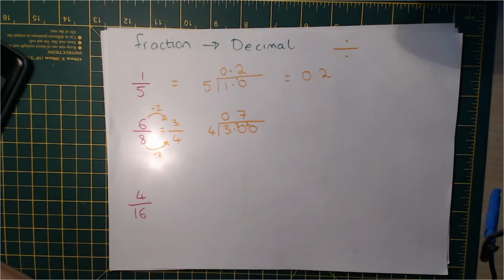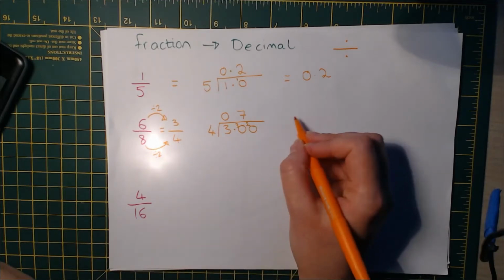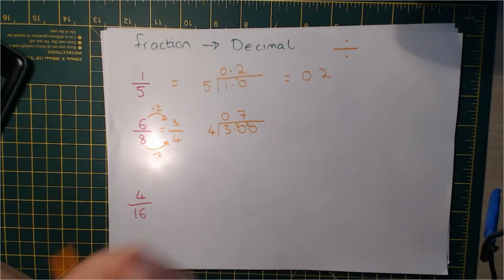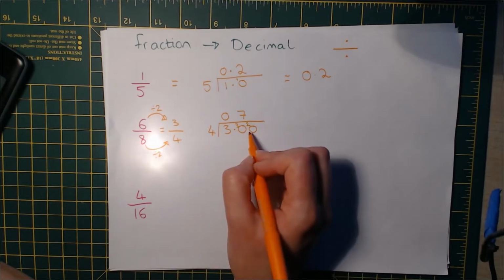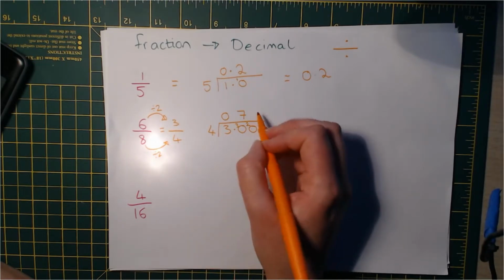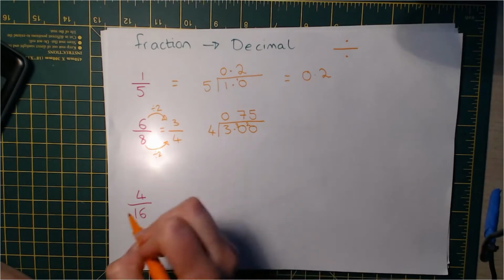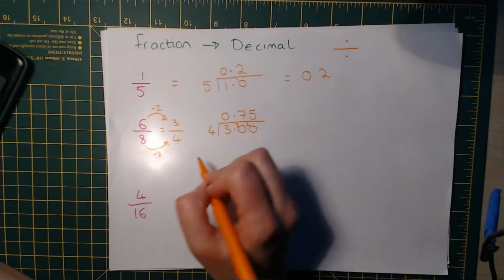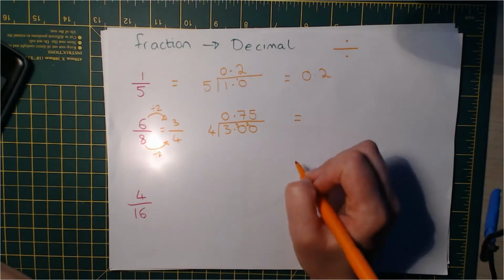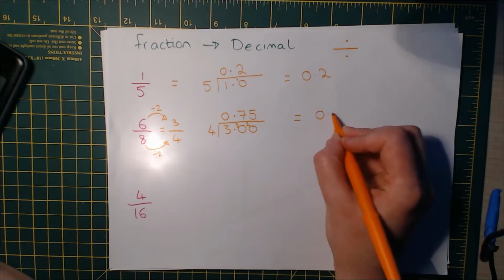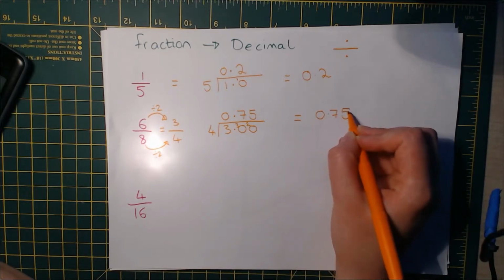And pop the 2 there, because we can never just write remainder 2. We don't do that past primary. Now we've got 4s into 20, which goes 5 times exactly, so we're finished. We've just got to remember to put in that decimal. So 6/8 as a decimal is 0.75.